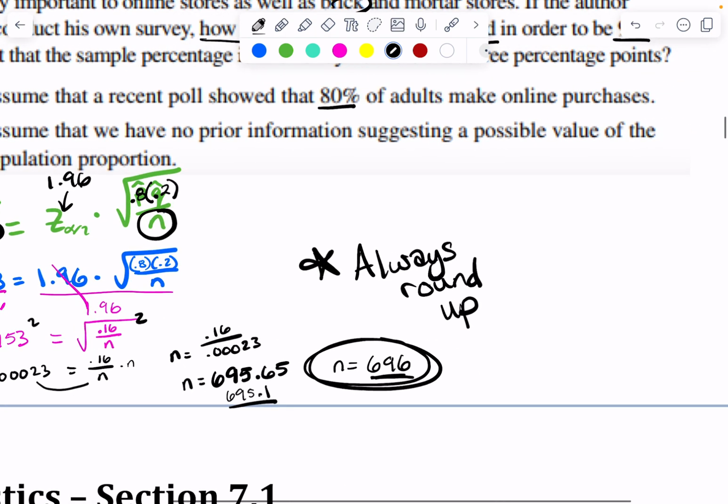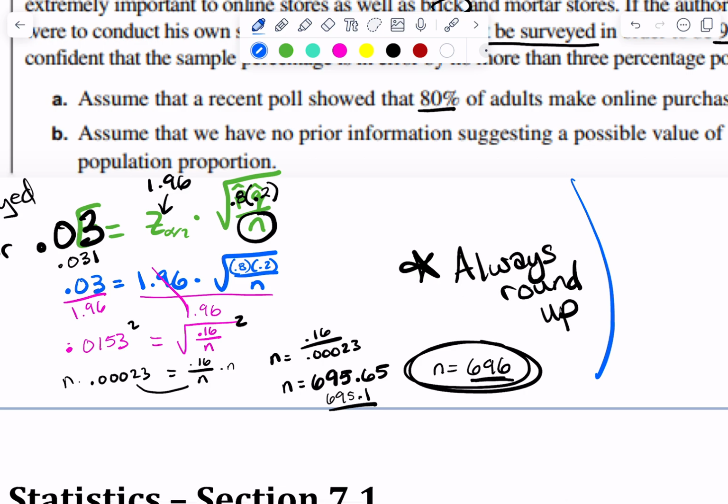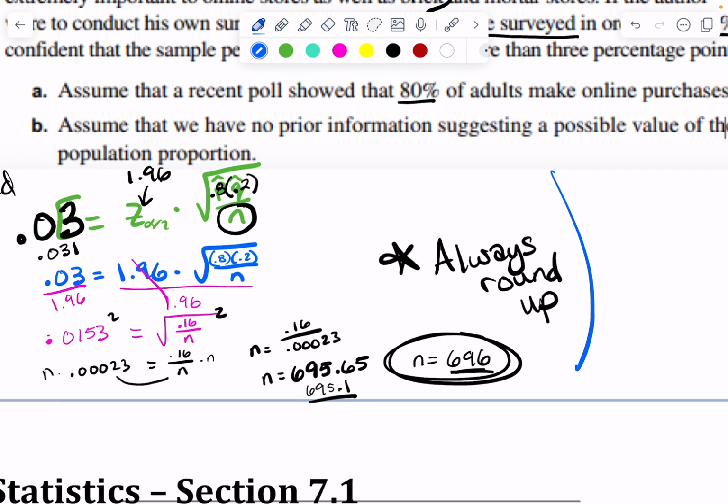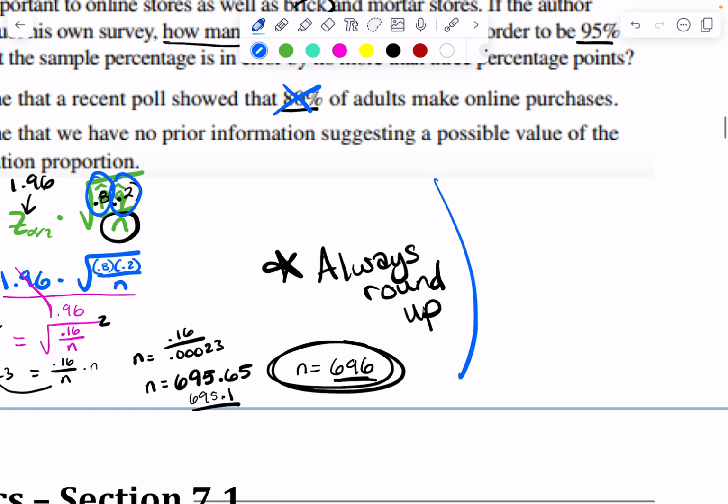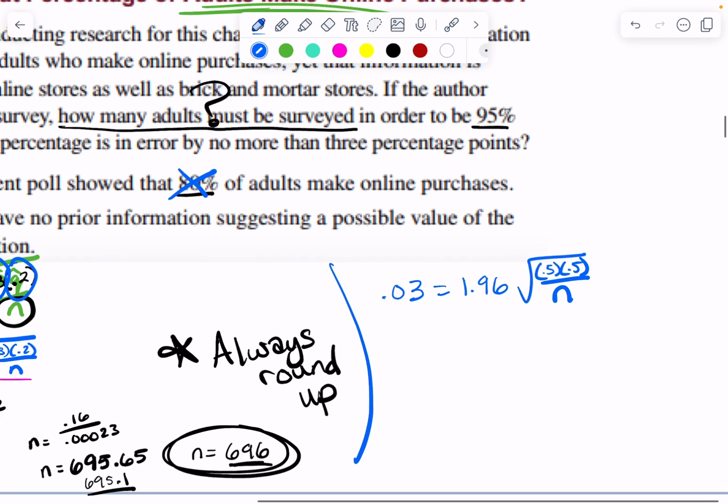Okay, part B says, assume, this is the last one, assume that we have no prior information suggesting a possible value of a population proportion. That means we don't know 80%. Okay, so here's the deal. We don't know what p hat is, which means we don't know what q hat is either. So we know that we want 0.03. Our z is 1.96, but I have no idea what p hat and q hat are. And when that happens, we're solving for n, you are going to default to 0.5, okay, for each.